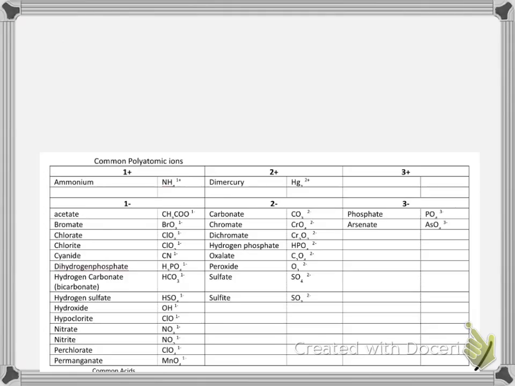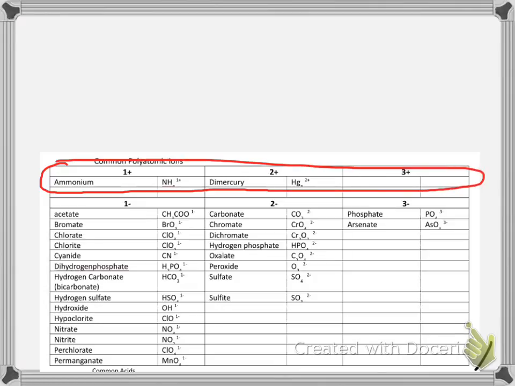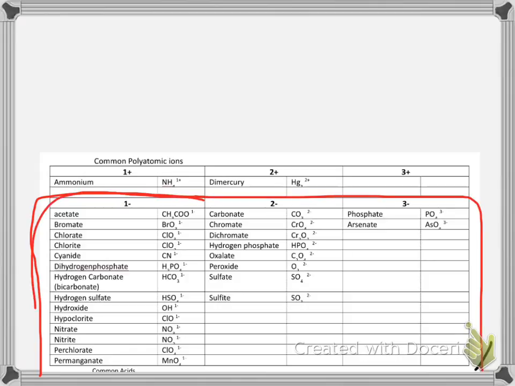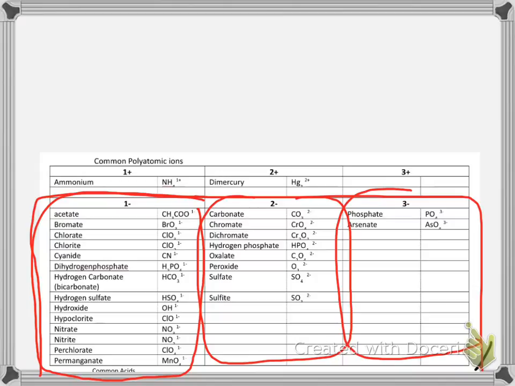Here's one. You'll note that this one, and this is the one that my students use, has your positive ions, or your cations, listed at the top. And commonly we really only have two polyatomic cations, the ammonium ion and the dimercury ion. They're further organized by charge. So while all the anions are down in this section of the table, the anions with a -1 charge are in the first column, those with a -2 charge are in the second column, and those with a -3 charge are in the third column. Helpful to be familiar with them.